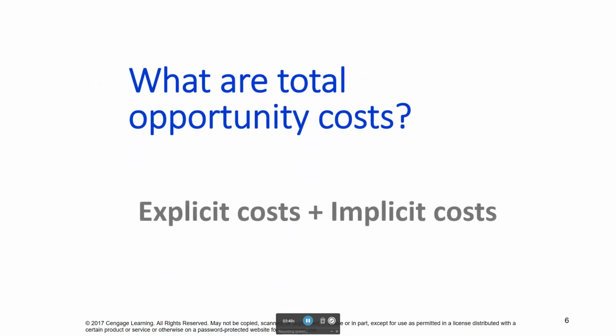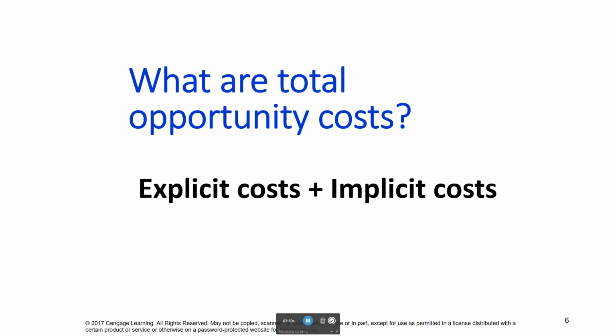Total opportunity costs, what we count as economists, are explicit plus implicit costs. Those are both counted by economists. Accountants only count explicit costs because there's receipts or checks that they can count, but they do not oftentimes count implicit costs because there's no check or a receipt to count.